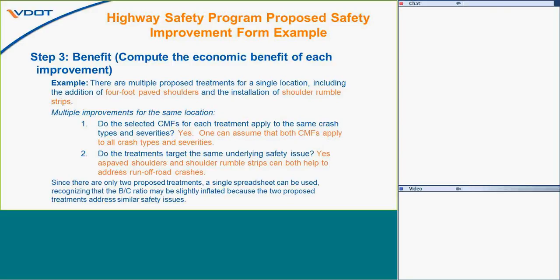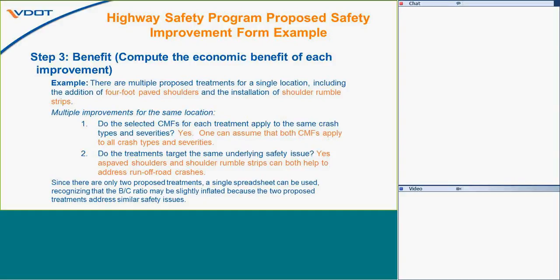So there are multiple treatments for the same location. The first thing you ask is, do the selected treatment CMFs for each treatment apply to the same crash types and severities? The answer is yes. We can assume that both the CMFs apply to all crash types and severities. So you would go to the next question.